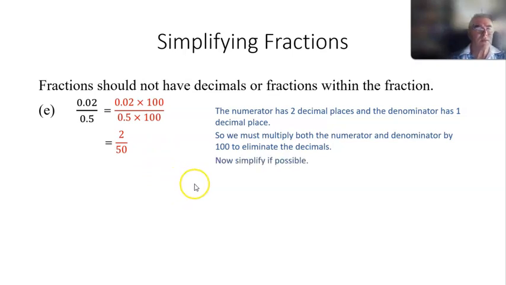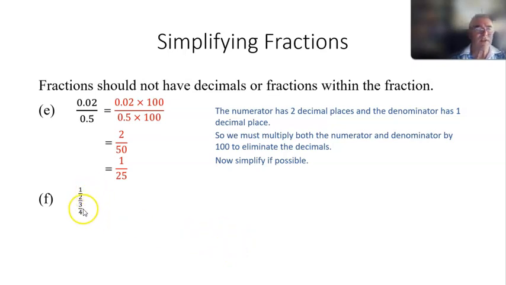What you'll notice is we can now simplify that because the highest common factor of 2 and 50 is 2. So 2 divided by 2 is 1, and 50 divided by 2 gives us 25. So a much harder example there. And we'll do one more.